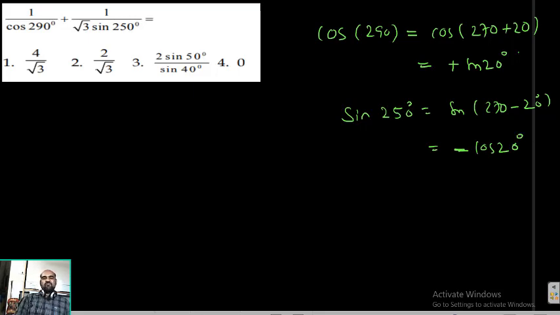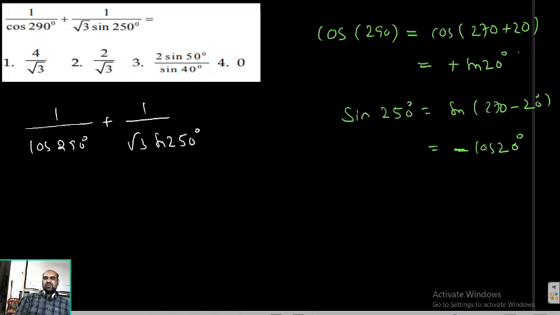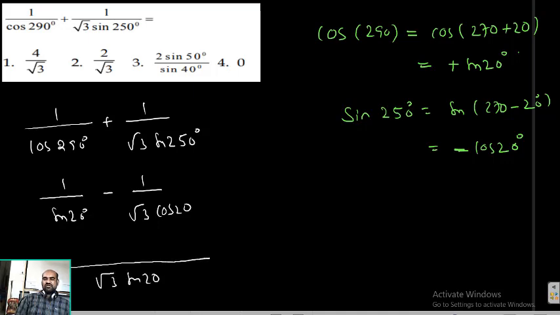So now I want to write 1 by cos 290 plus 1 by root 3 into sin 250. 1 by cos 290 is nothing but 1 by sin 20, minus, I will directly write minus 1 by root 3 into cos 20. Here the LCM is root 3 into sin 20 into cos 20, giving root 3 cos 20 minus sin 20, just like in the previous problem.